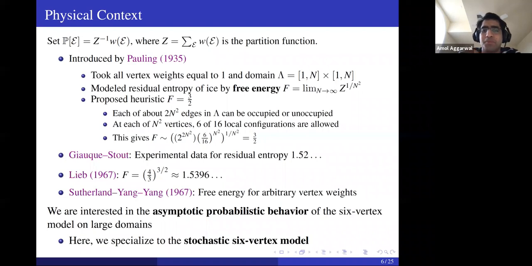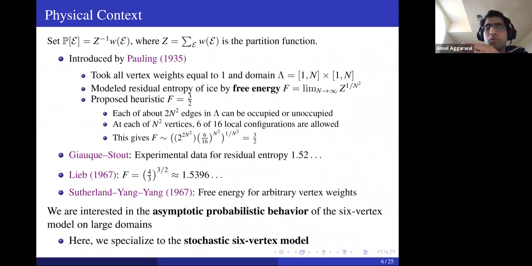I won't go into detail for what exactly that means if you don't know, because I won't really refer to it in the rest of the talk, but it's a curiosity, at least for physical motivation. So he was basically saying that this residual entropy should be given by the free energy, or the partition function raised to the power 1 over n squared as n goes to infinity. So he had proposed a heuristic that suggests this free energy should be about 3/2 or 1.5. And the heuristic is as follows. It's a rather naive one, but it's a simple one. So you have about 2 n squared edges in lambda, right? And they can either be occupied or unoccupied.